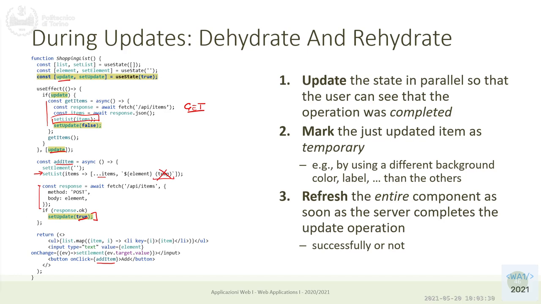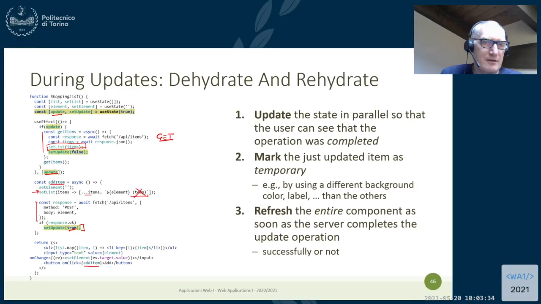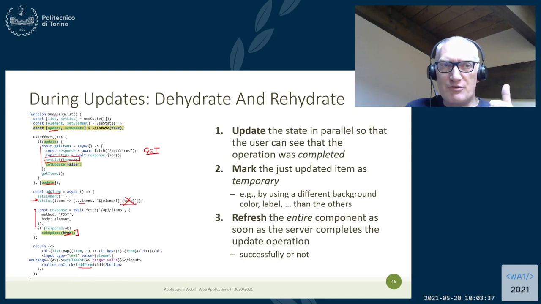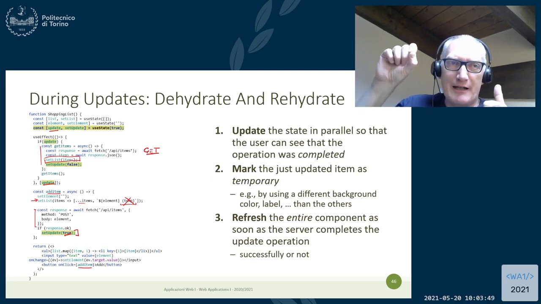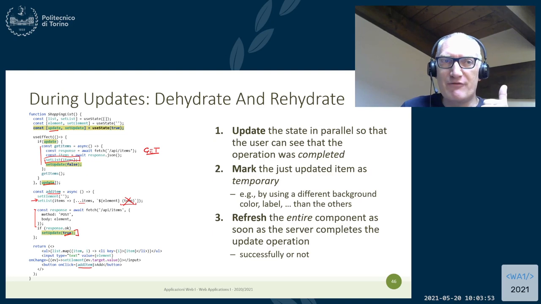So in this case, we are solving several problems at once. First, we are showing immediately to the user that our action was received. If I click on delete, then the element disappears immediately. If I click on add, the element will be added immediately. So I give immediate feedback. Second, I tell the user that this feedback is temporary, with some color, icon, or text, so the user knows that it may change in a short time. It's still loading in a way. And third, we take the opportunity to refresh the whole set of items, and so after this second update everything will be updated to the real state from the server.